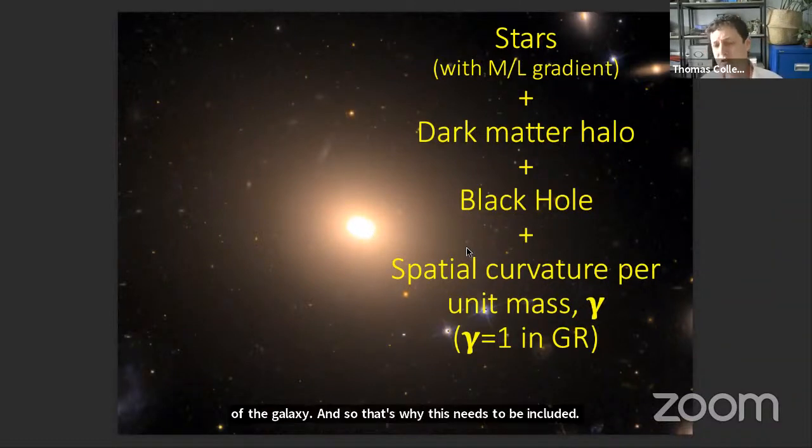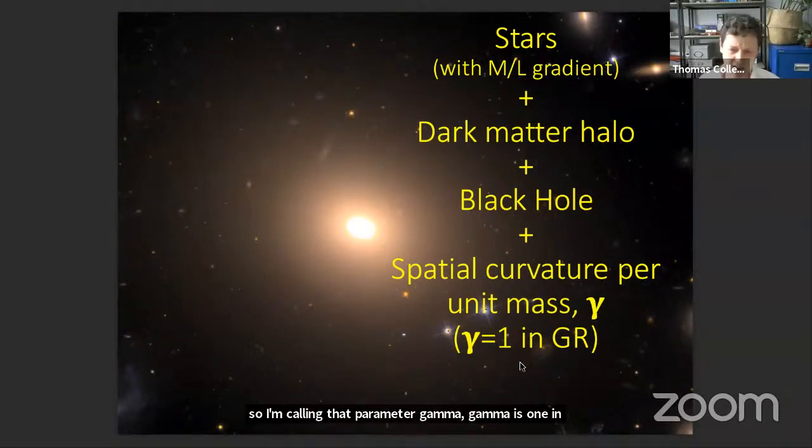And then the final parameter of the model that's important is actually the amount of spatial curvature produced per unit mass. So this is essentially a normalization that connects the amount of lensing you see with the amount of dynamical mass that you need to explain the motion of the stars. So I'm calling that parameter gamma, and that gamma is 1 in GR, and 0 it would be in Newtonian gravity.